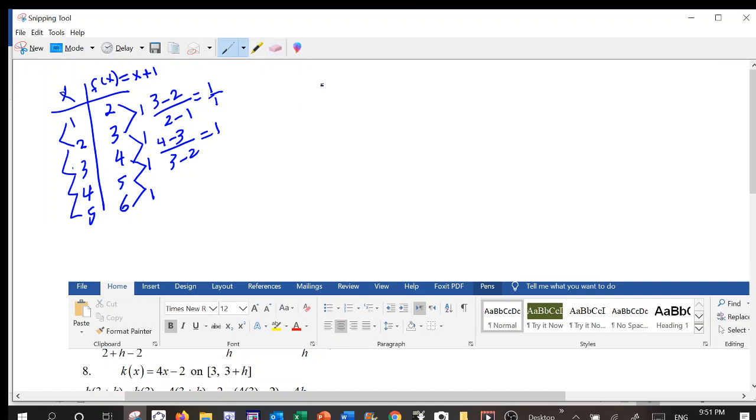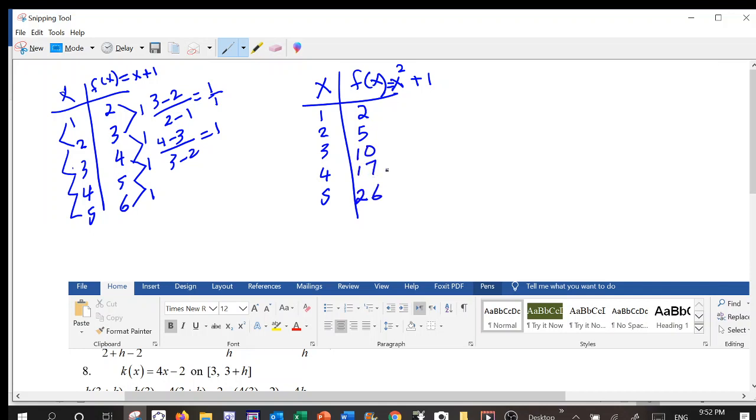Now let's compare it to this function. x squared. So let's say x squared plus 1. So we go through 1, 2, 3, 4, 5. So f of 1 will be 1 squared plus 1, which is 2. F of 2 is 2 squared plus 1, which is 5. 3 squared plus 1 is 10. 4 squared plus 1 is 17. 5 squared plus 1 is 26.